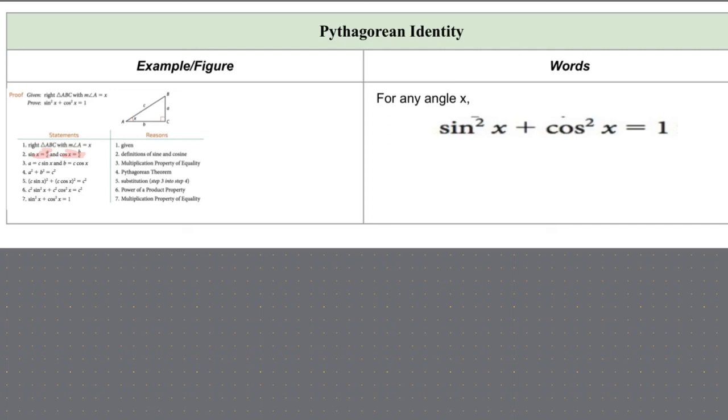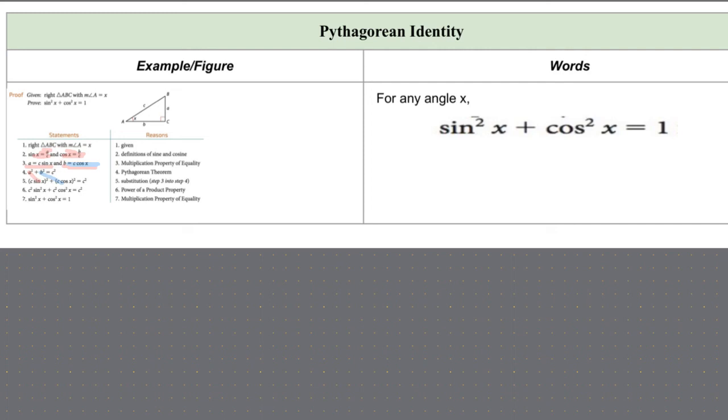If we were going to solve for a, we would multiply both sides by c. And if we were going to solve for b, we would multiply both sides by c. Then we would look, Pythagorean theorem is a squared plus b squared equals c squared. So the fun thing that they did right here is they substituted. Instead of a, they substituted c times sine of x, and instead of b, they substituted c cosine of x, is equal to c squared. Then they just distributed the square like normal.